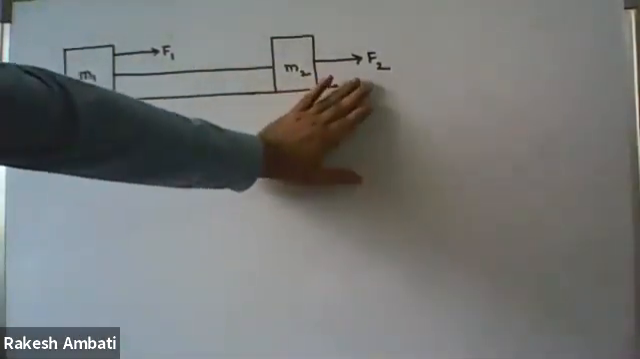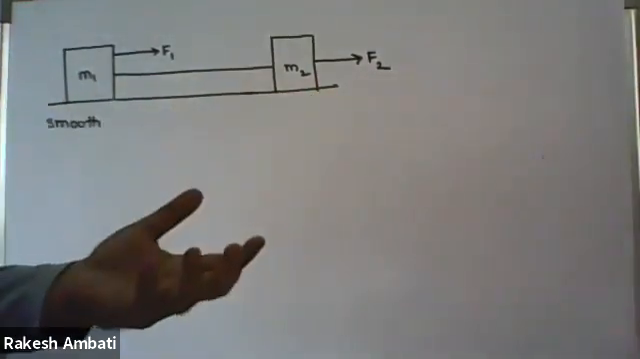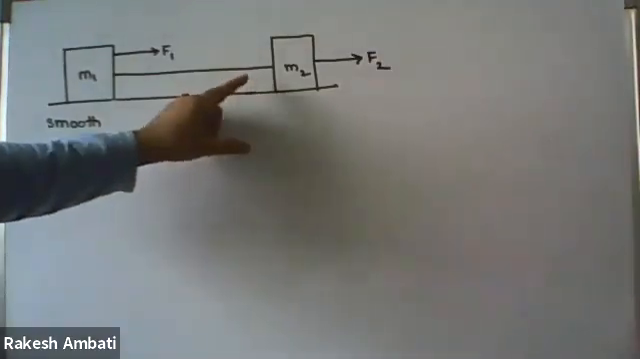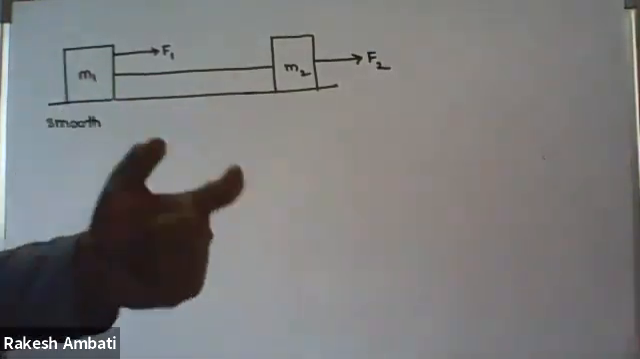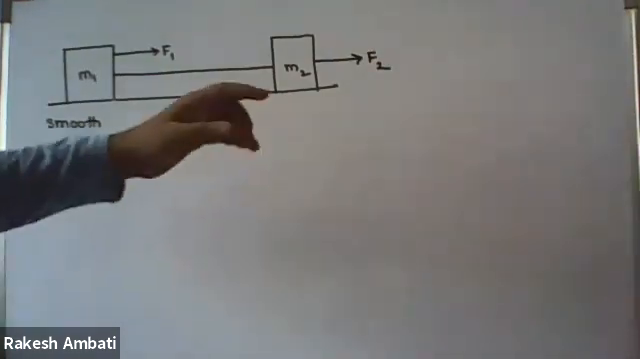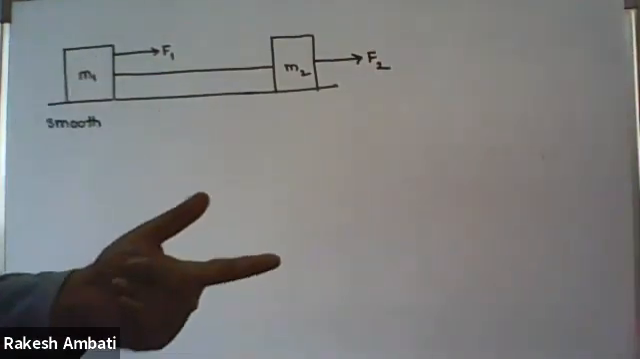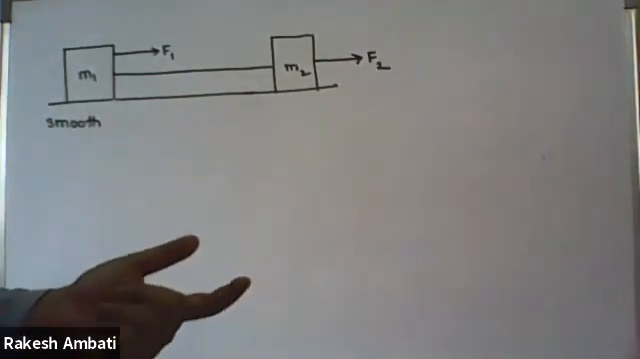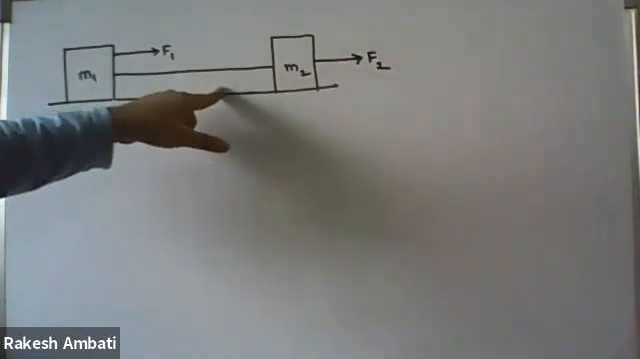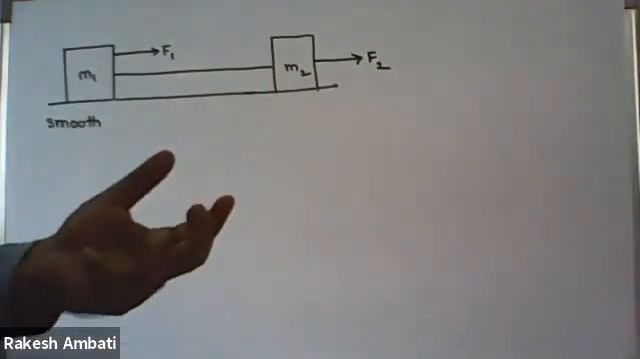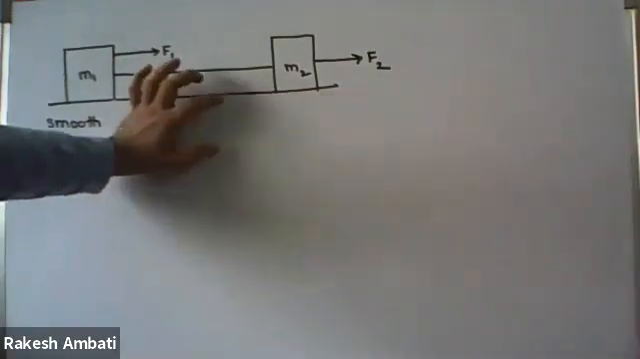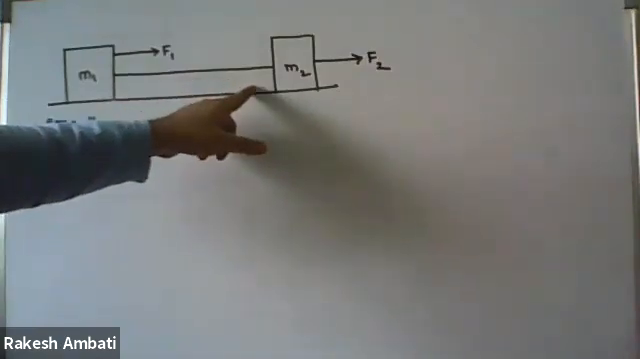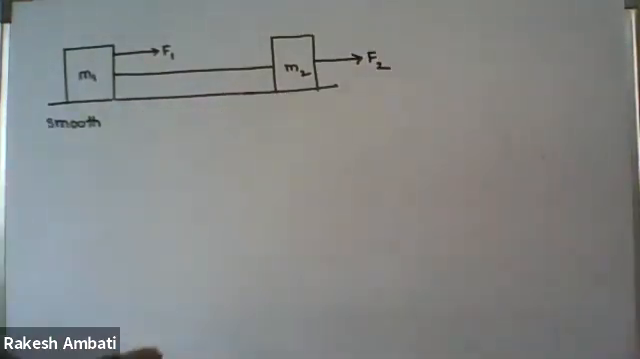If this is the case, first of all, we have to find the condition for the string to become taut, and what is the condition when the string becomes slackened. What is the condition under which the string becomes taut and under which it becomes slackened? So let us see all the types of questions.